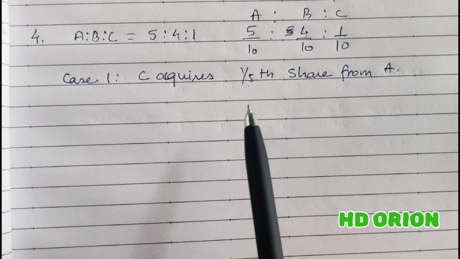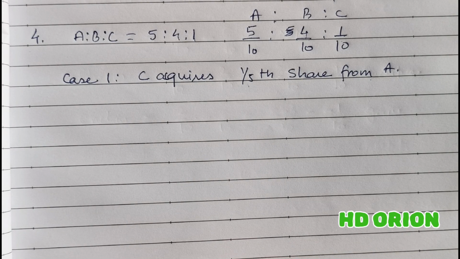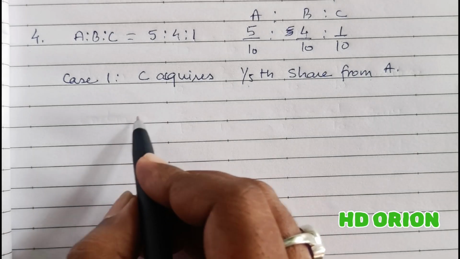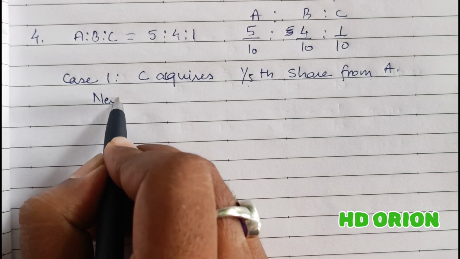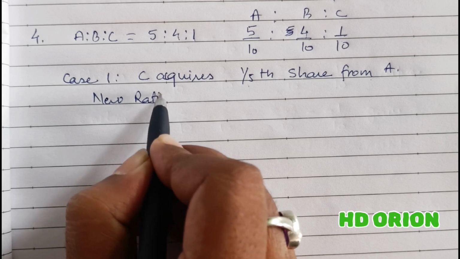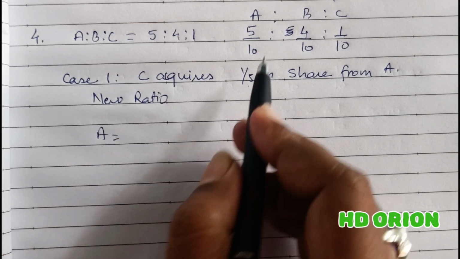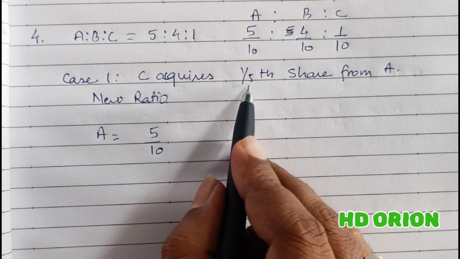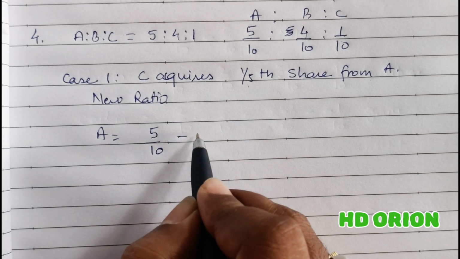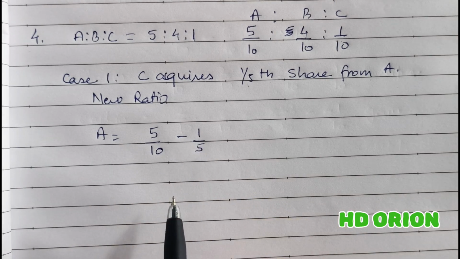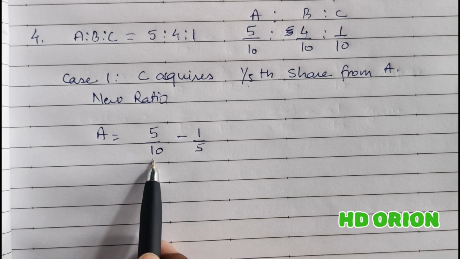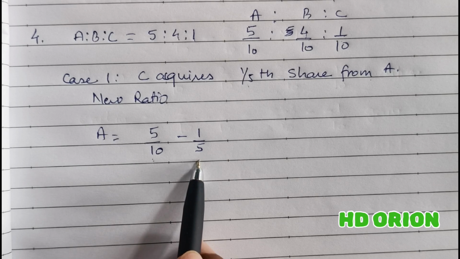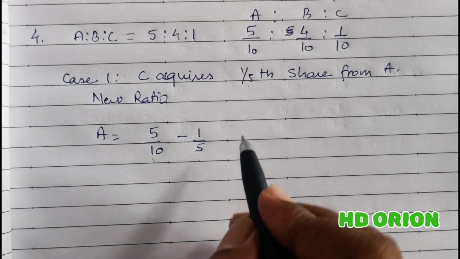That you have to understand. A is not giving his profits 1/5. A is giving 1/5 of the total profit. So when we calculate the new ratio, A is getting how much? 5/10. Now he is sacrificing this to C. So we will simply subtract 1/5. Fine, because this is also from total profit, and this is also from total profit. So we can subtract it.